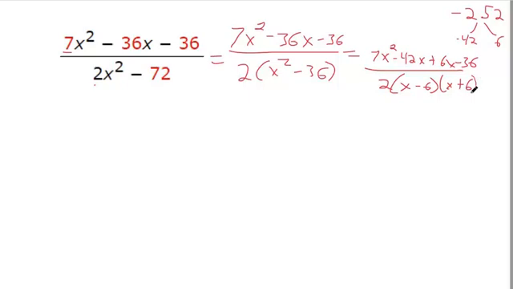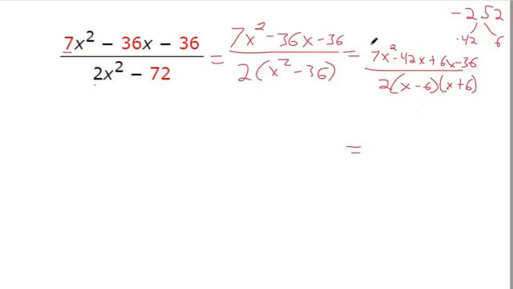And the way I was able to do that is because there's no middle term. It's like 0x in the middle. So I had to think of two numbers that multiply to be negative 36, but add to be 0. Negative 6 and positive 6. So that's, actually, we're not quite done. That's the denominator. The denominator is factored.